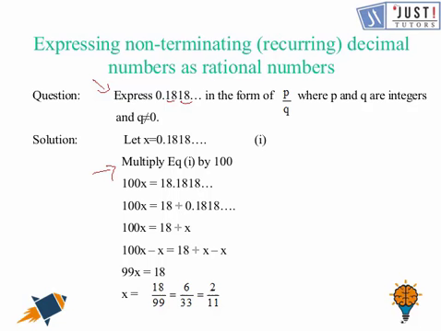So this is 18 plus 0.181818 and so on. As 0.1818 is equal to x, now substituting the value, we get 100x equals 18 plus x, which is the same as 99x equals 18. So x is 18 over 99, which we can write in the simplest form as 2 over 11. So the answer is 2 over 11. In this way we can represent non-terminating decimal numbers as rational numbers.